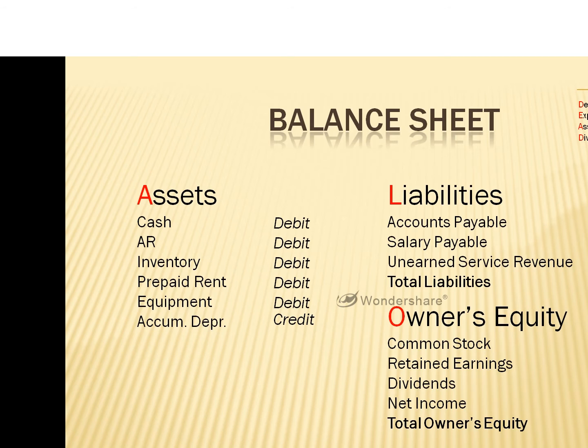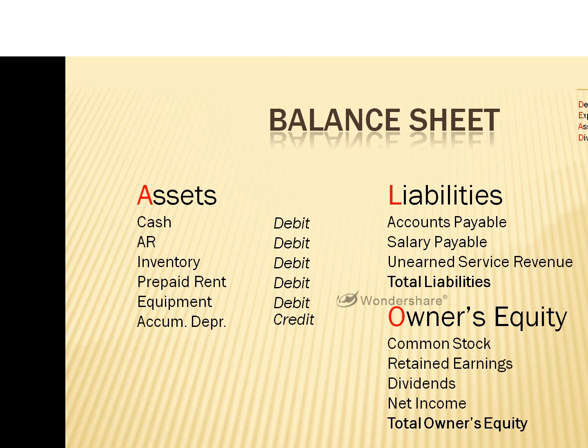The next side, if we look at our liabilities, we can look up in our columns or in our diagram, and we can see that liabilities have a credit balance. So we would bring in all of these balances, accounts payable, salary payable, unearned service revenue, with our credit balance. Last, we have our owner's equity section.